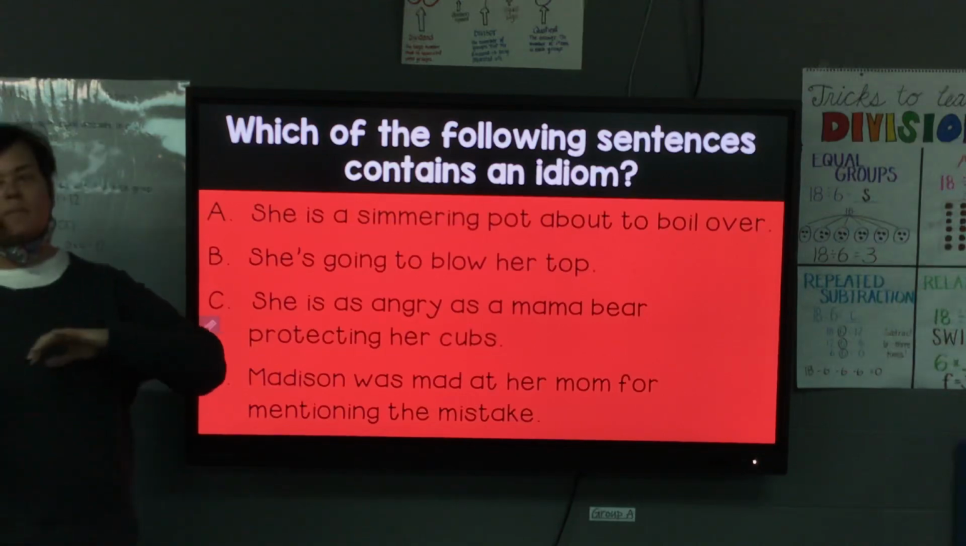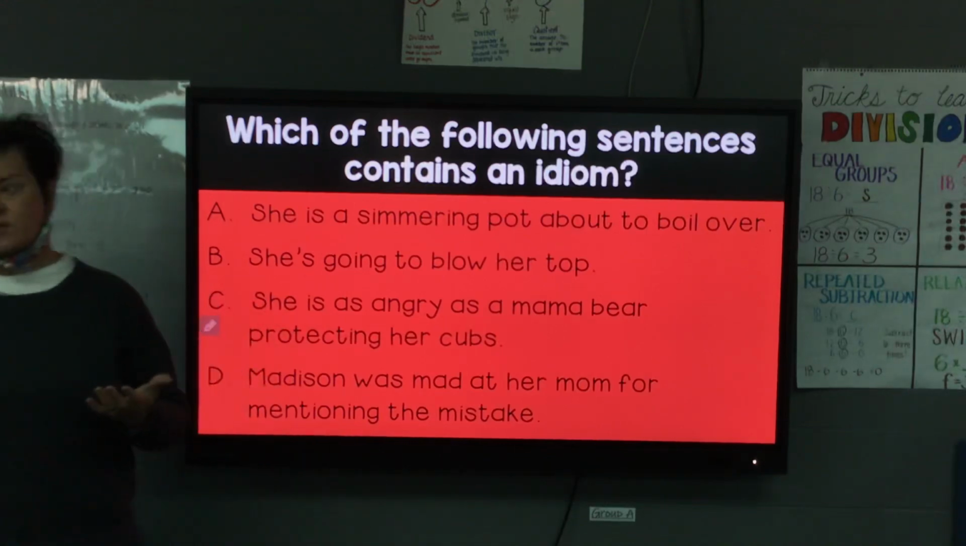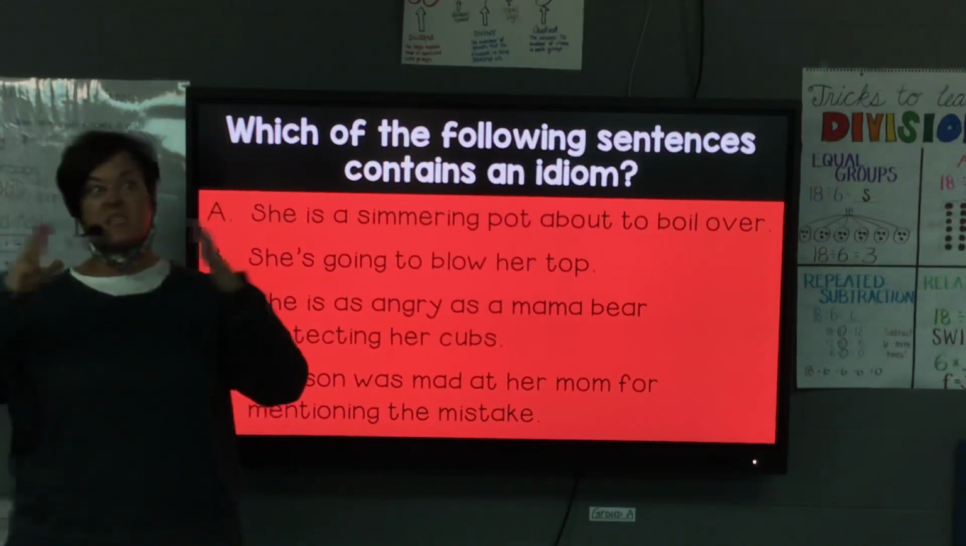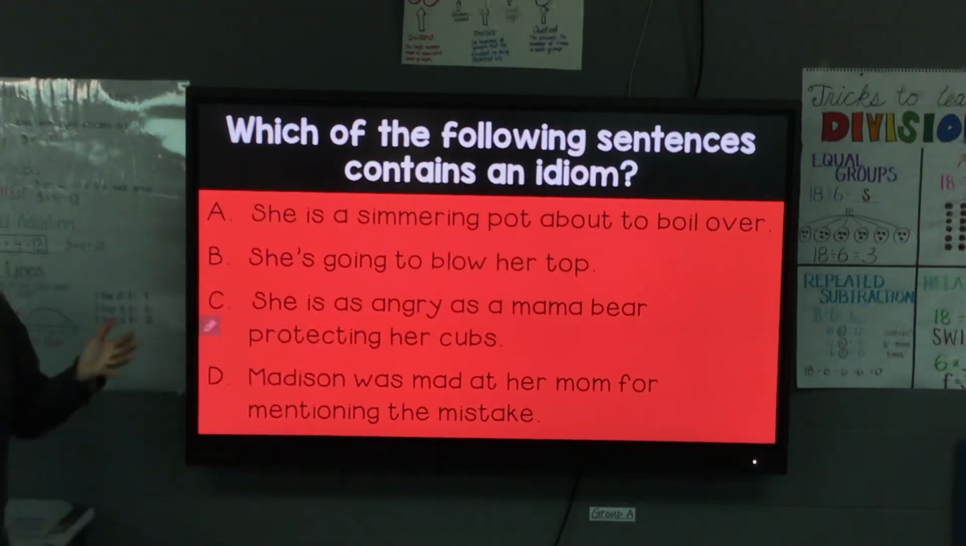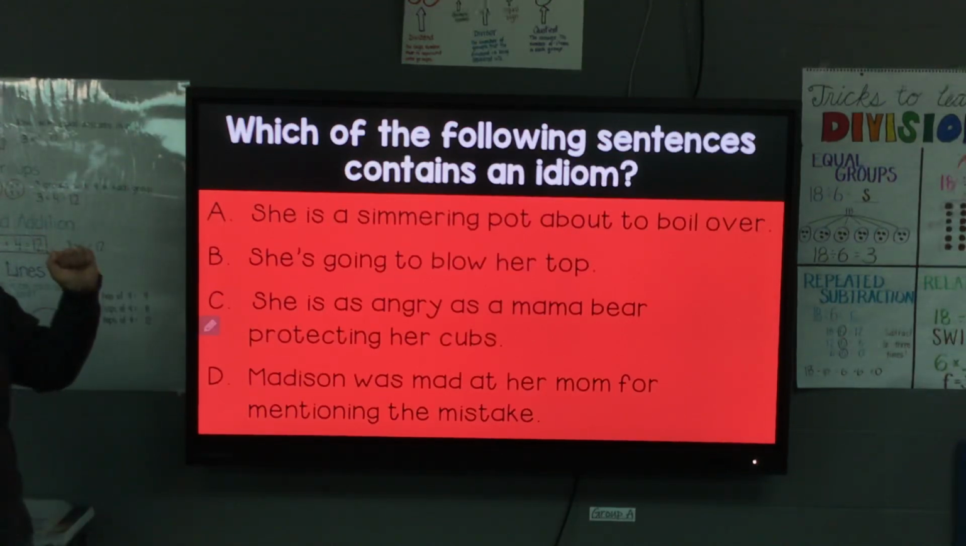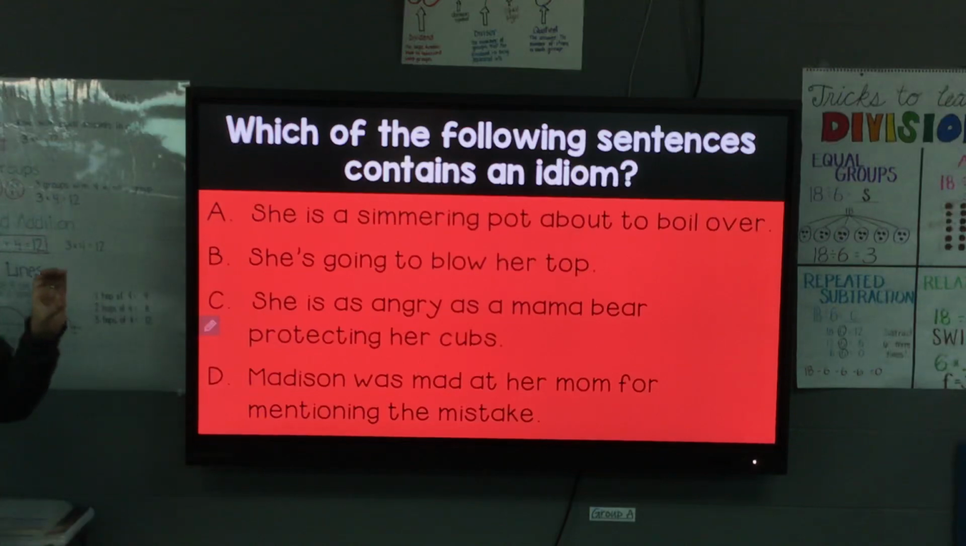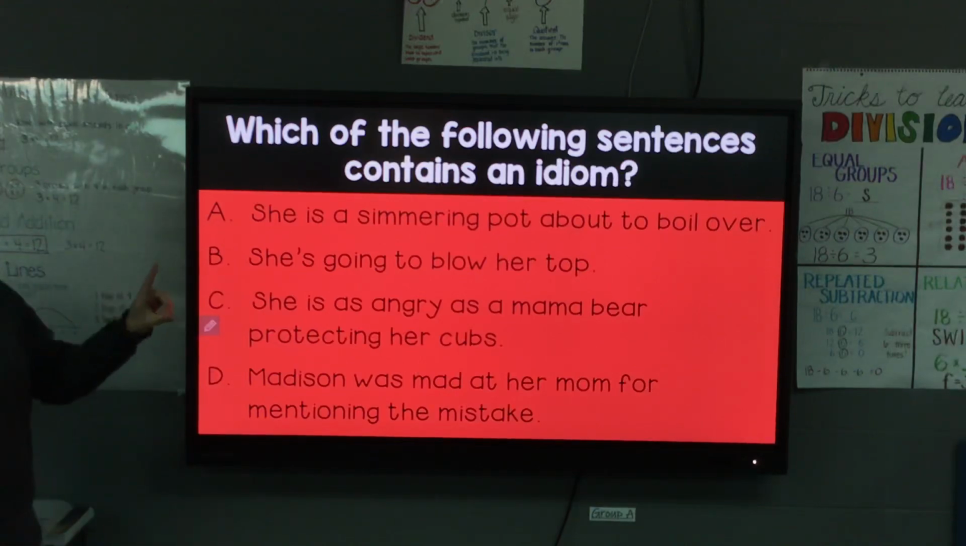Don't get an idiom and a hyperbole confused. A hyperbole is a complete exaggeration. So which one do you think is the idiom? A, she is a simmering pot about to boil over. B, she's going to blow her top. C, she is as angry as a mama bear protecting her cubs. Or D, Madison was mad at her mom for mentioning the mistake.